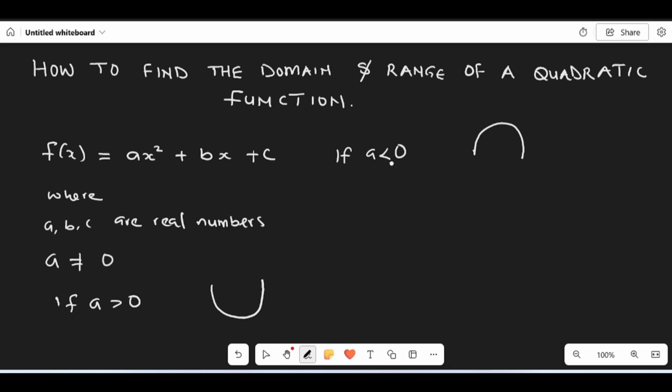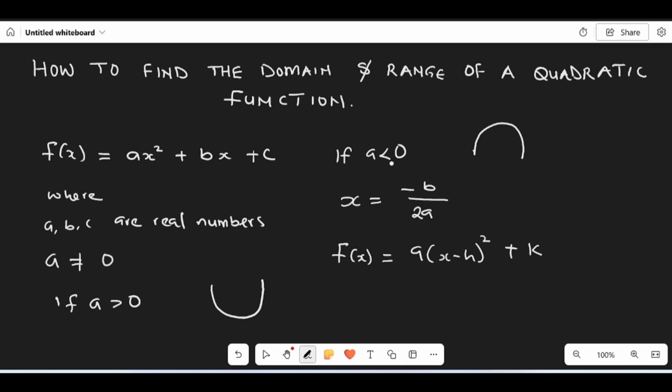The vertex point is the turning point of the parabola. For us to determine the x coordinate of the vertex point, x is equal to minus b over 2a. The vertex form of a quadratic function is f(x) equal to a(x minus h) squared plus k.